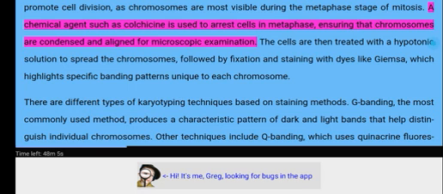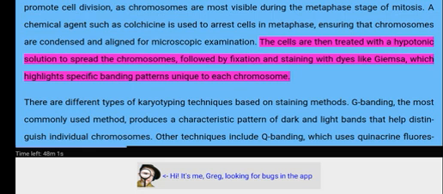Chemical agents such as colchicine are used to arrest cells in metaphase, ensuring that chromosomes are condensed and in line for microscopic examination. The cells are then treated with a hypotonic solution to spread the chromosomes, followed by fixation and staining with dyes like Giemsa, which highlights specific banding patterns unique to each chromosome.